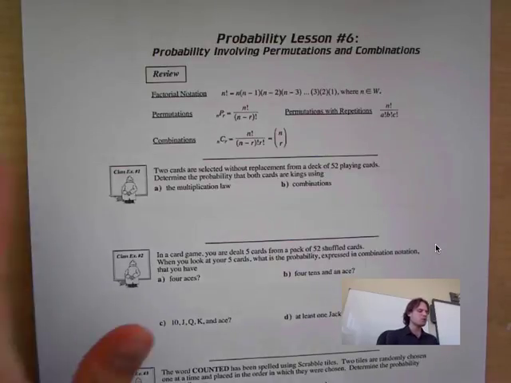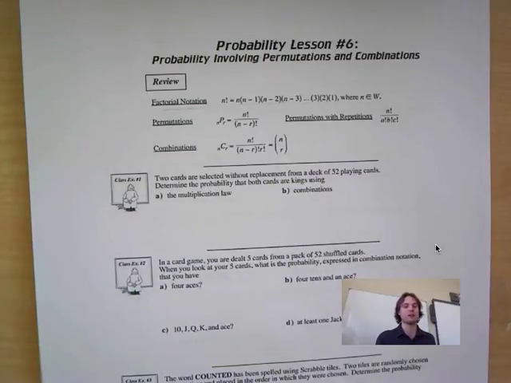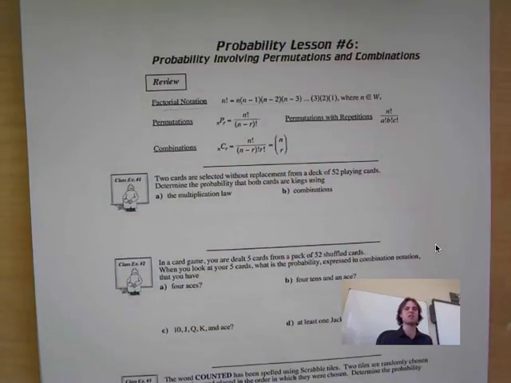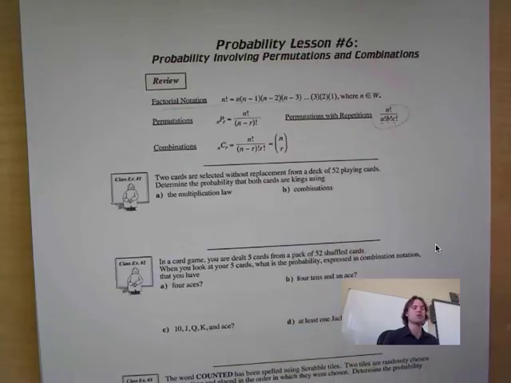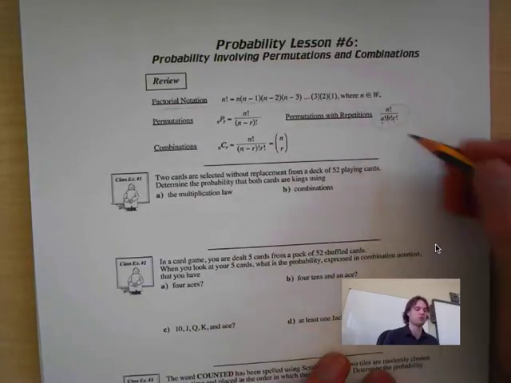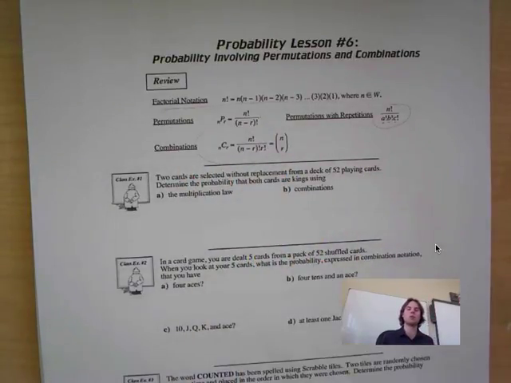Okay, so just for a little review, we have factorial notation, so we have to remember what factorials were. We have permutations, and if you remember, permutations mean order matters. We also have permutations with repetitions, where you divide by the amount repeating on the bottom. So if you had 3 4s, you divide by 3 factorial, and then 2 2s, you have 2 factorial. Now, the other one is combinations. Combinations, order doesn't matter.